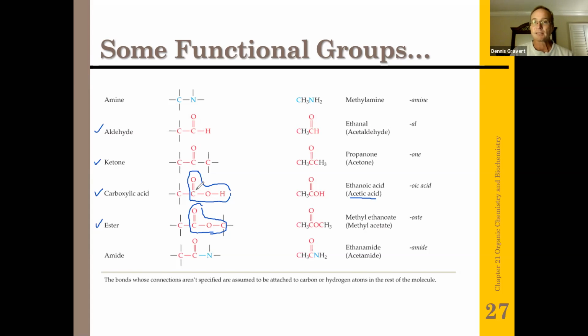The carboxylic acid does not also have a ketone or aldehyde, right? So an aldehyde is a C double bond O with an H, and this C double bond O does not have an H, so it can't also be an aldehyde. A ketone is C double bond O attached to 2 carbons. Well, this C double bond O is connected to O, not 2 carbons. It can't be a ketone. It's only a carboxylic acid.